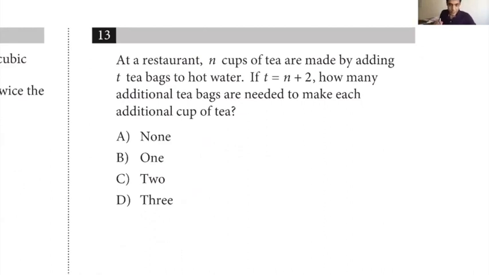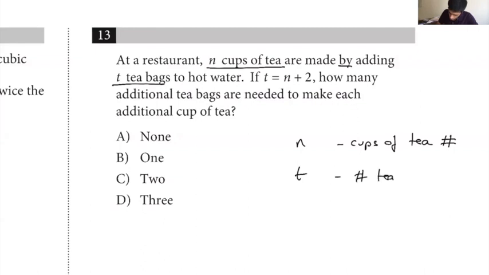Okay, so, at a restaurant, n cups of tea are made by adding tea bags to hot water. So what do we highlight there? N cups of tea. So we have n cups of tea, number. I'd underline by, tea bags. So t is number of tea bags. So here we're doing the units portion.